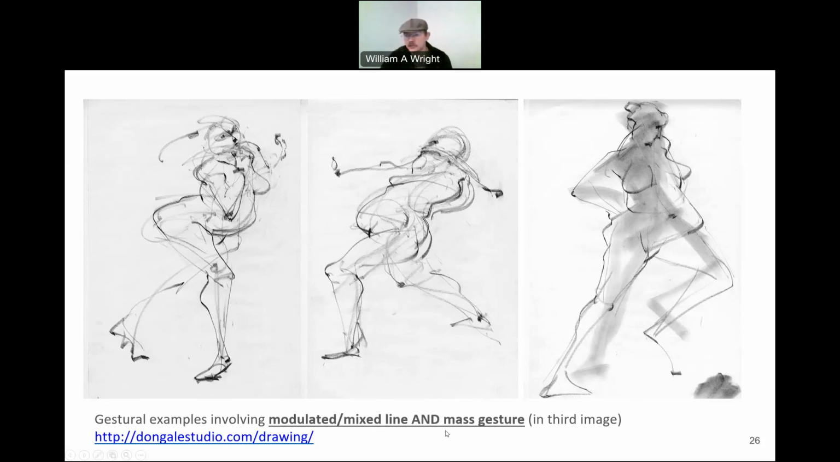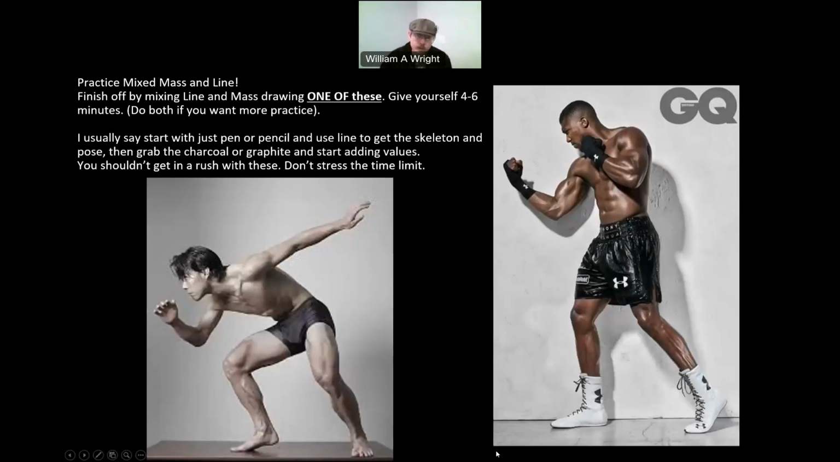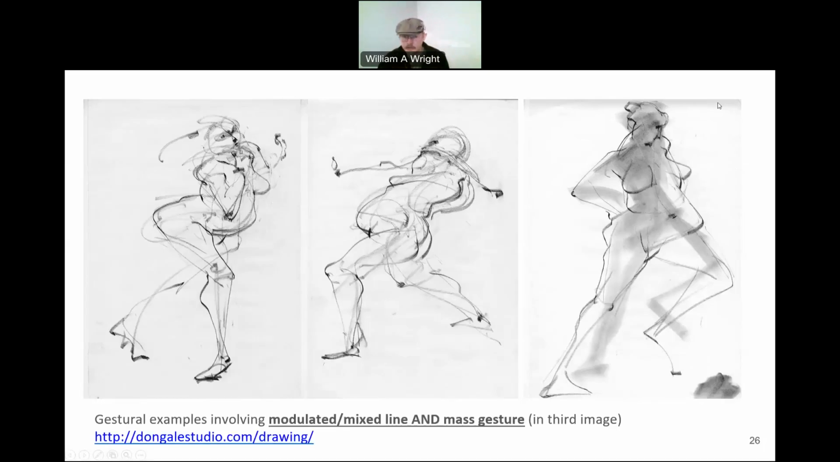Okay, now the last one, just real quick. When you get into an extended gesture, like a longer gesture, like 5 to 8 minutes, you can do both line and mass. And that can be pretty cool because you can sort of set up your spine and the edges that are dark and get the limbs and proportions, everything set in line. And then you can create your values with mass gesture. This can be very, very cool. So check that out. Okay, so it's a mix.